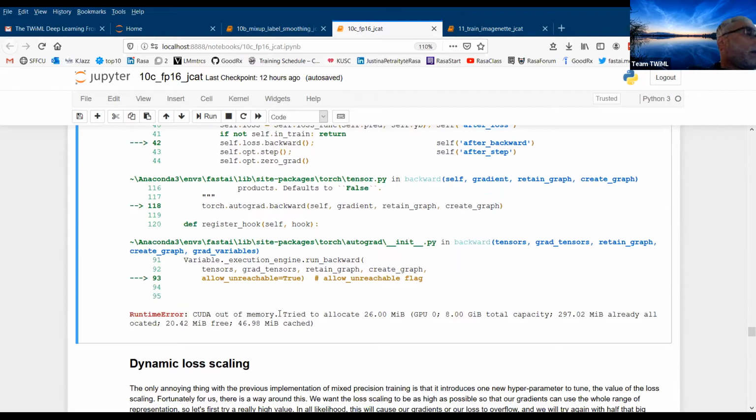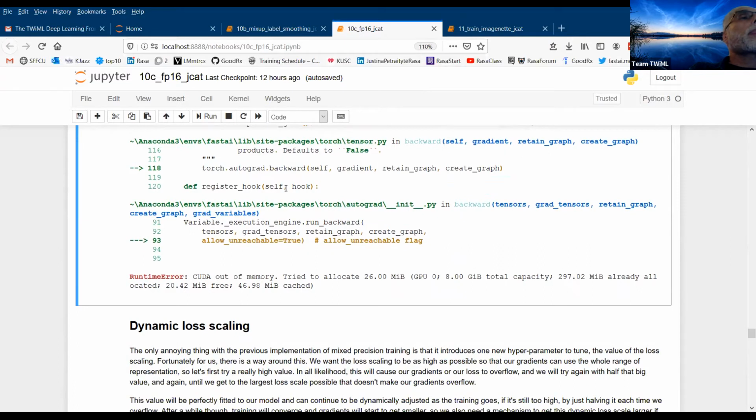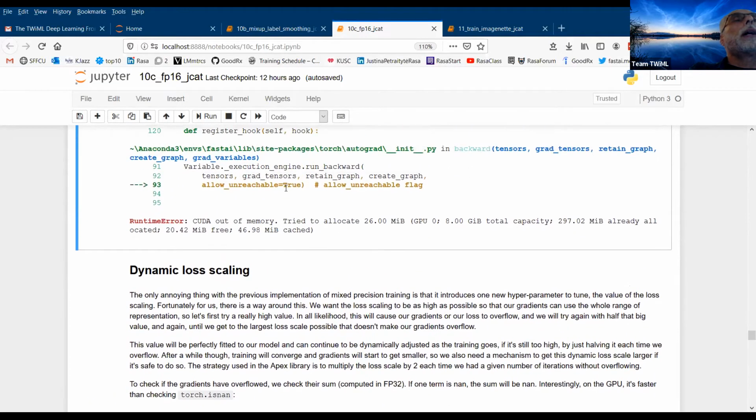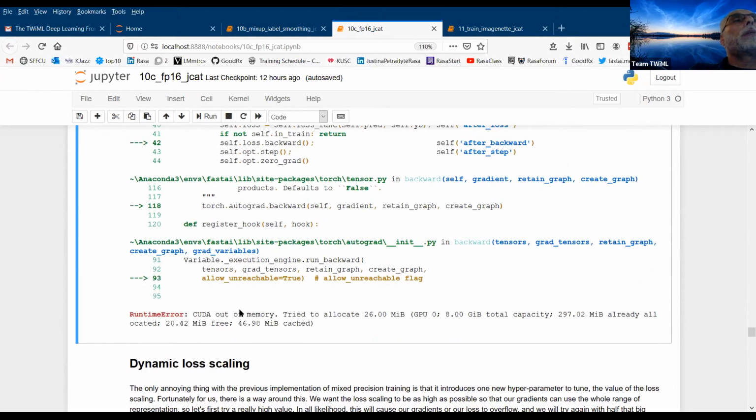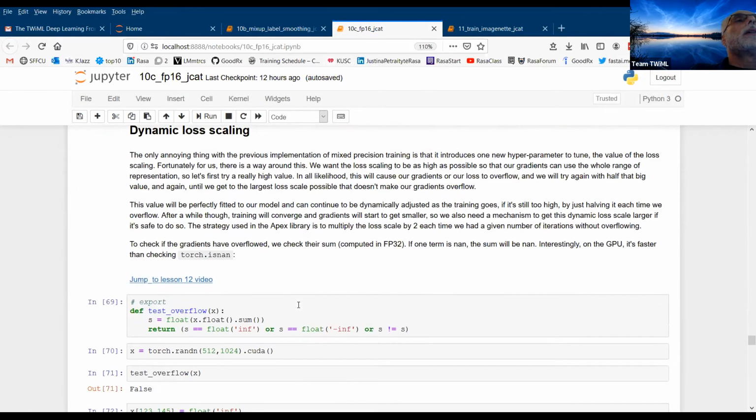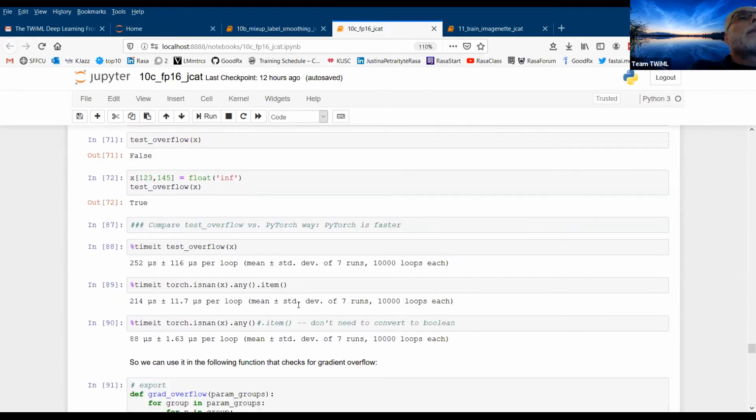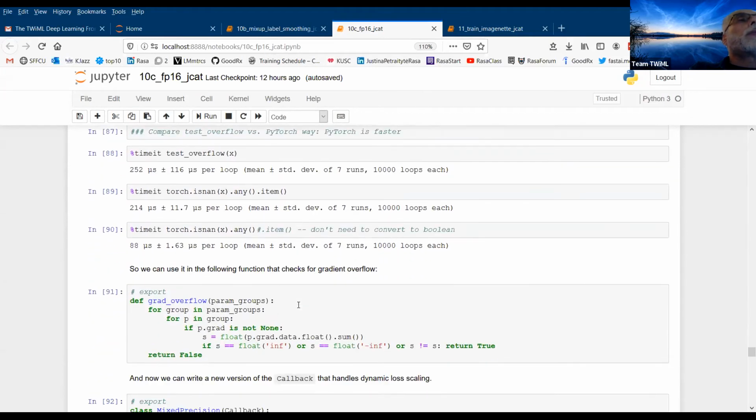The best way to do this, I find, is just to back out, close down the notebook and start again. I don't know if anybody else has any better ideas about what you do when you reach this out of memory error. Okay, no comments there.